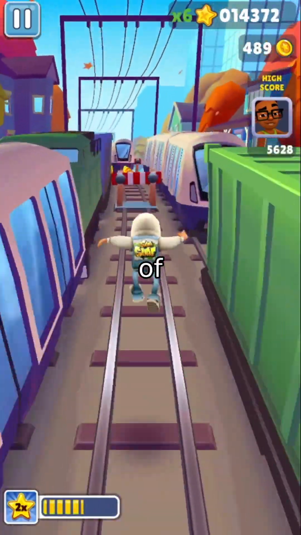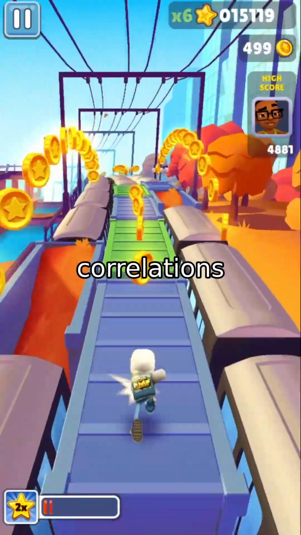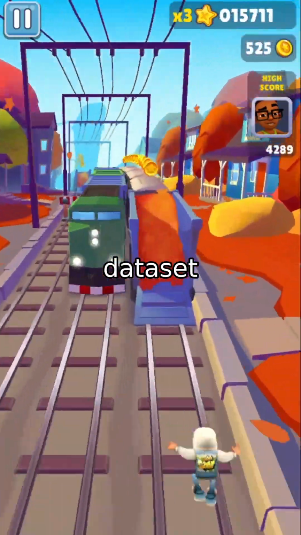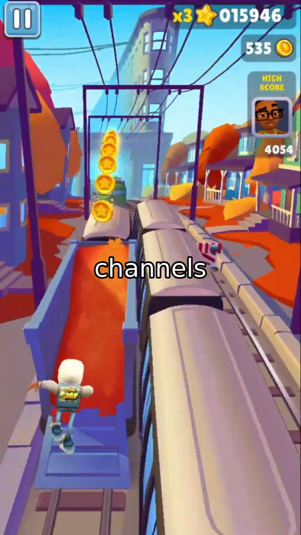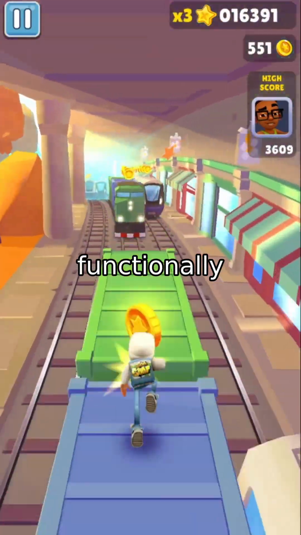A correlational analysis of individual kernel activations against band power confirms this. The distributions of correlations are nearly identical across architectures, with slightly higher variance in the 3-channel dataset, simply because the signal from fewer channels gets distributed across more kernels. So at the feature level, the two approaches are functionally equivalent.